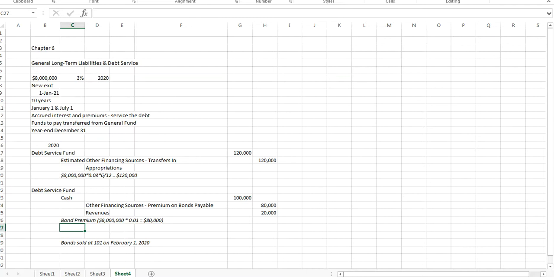And then the 20,000 is the accrued interest payable. And what that is, the 8 million, the face amount of the bond, times 3% times 1 month. This is, if you remember, this is February 1st. Okay, but the bonds were January 1st. Okay, so keep that in mind as we work through this. I'm sorry, not January. Yeah, January 1st, that's right.